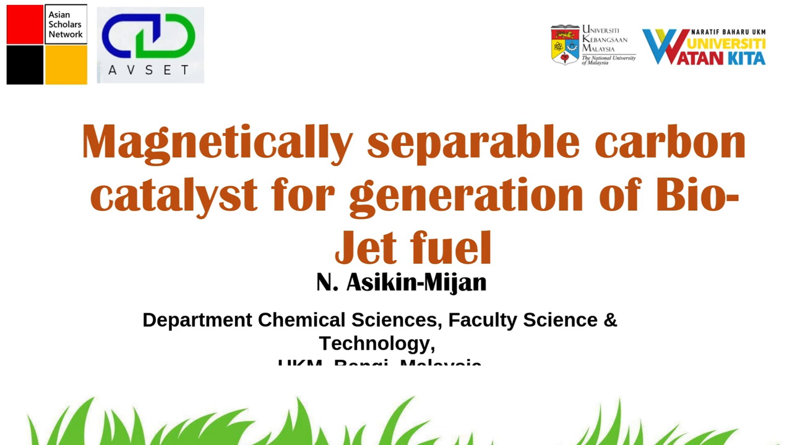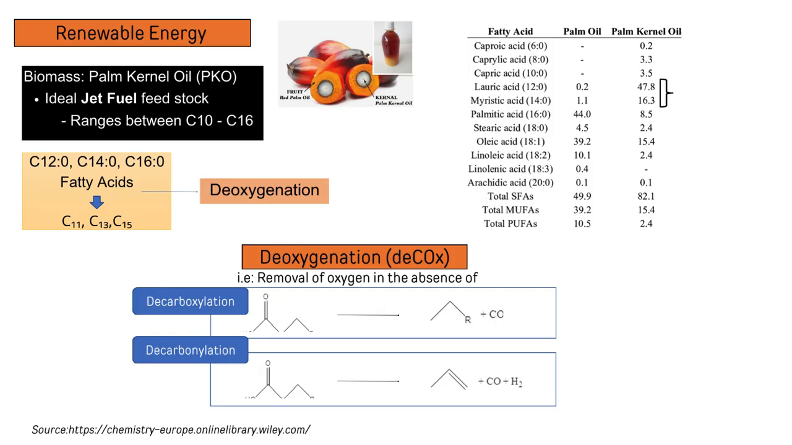In today's video, we're going to talk about a magnetically separable carbon catalyst for the generation of biojet fuel. As we know, fossil fuels are coming to a depletion. Thus, we need innovative renewable fuel solutions to overcome this problem. In this case, we will be using palm kernel oil as our renewable fuel source, as it has an ideal jet fuel feedstock range and does not compete with the food industry.